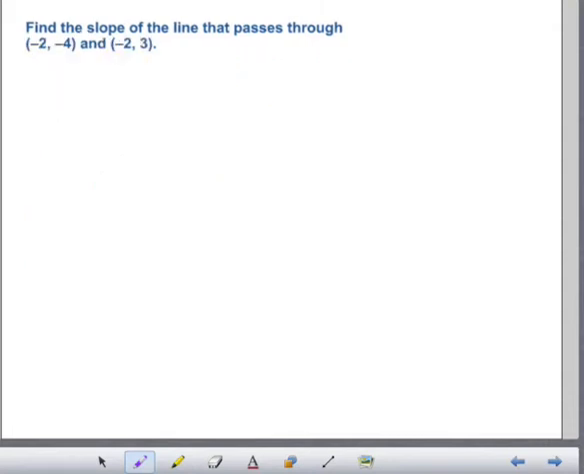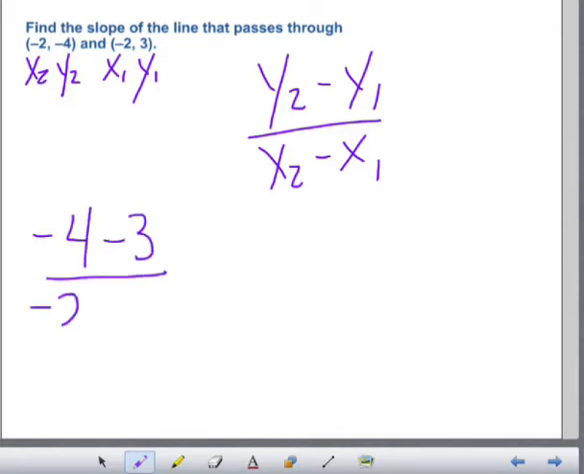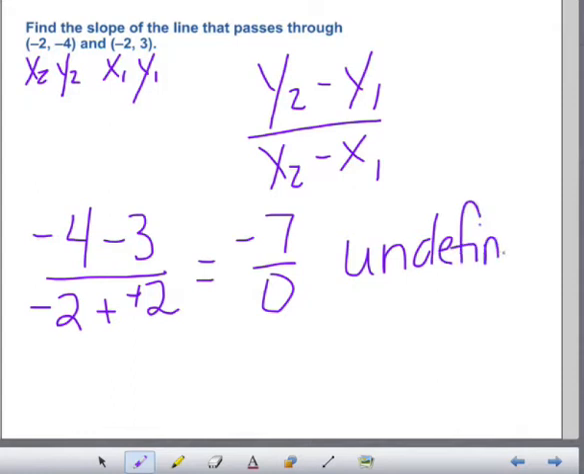Okay? Now look at this one. Another just different kind of example. Again, we've got x2, y2. I'm trying to go quickly because I know this is getting long. x1, y1. Plugging them into my formula, y2 minus y1 over x2 minus x1. So I've got negative 4 minus 3 over negative 2 minus negative 2. So I've got negative 7 over 0. Can I ever divide by 0? No. So this one has an undefined slope. It is undefined.